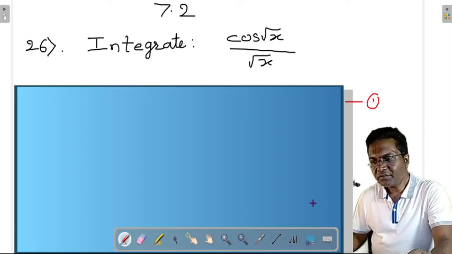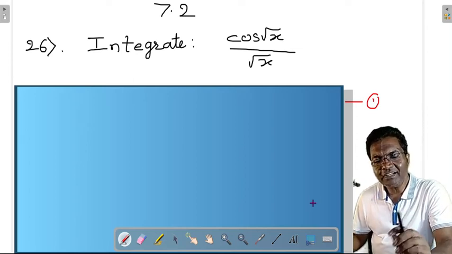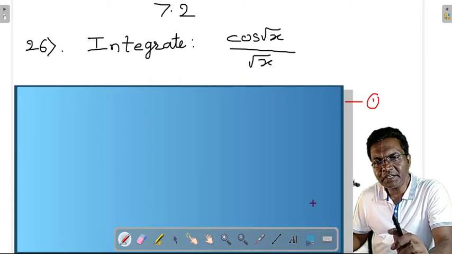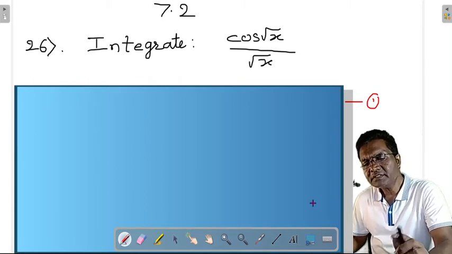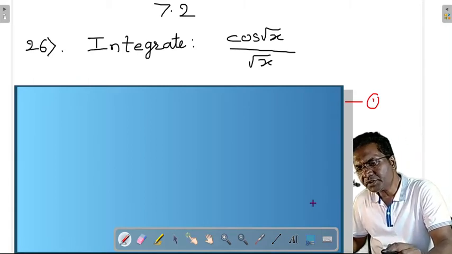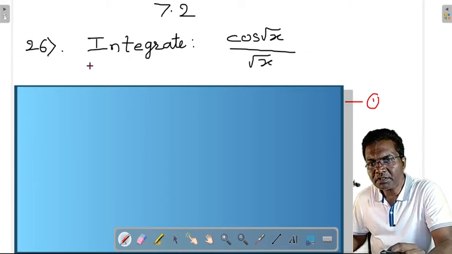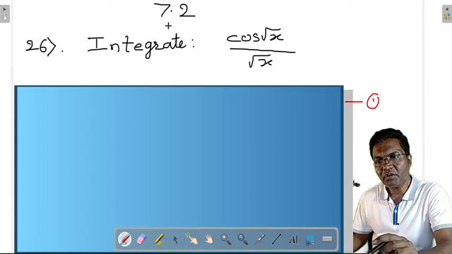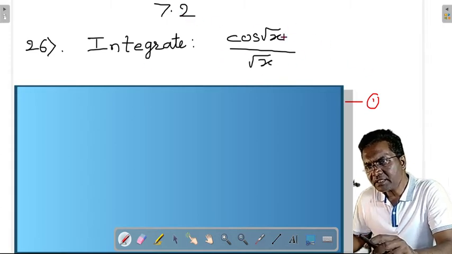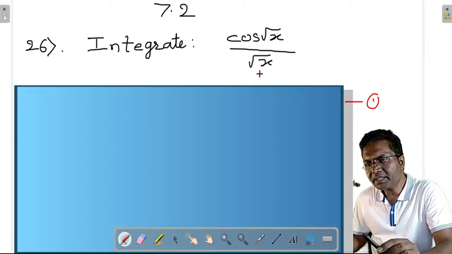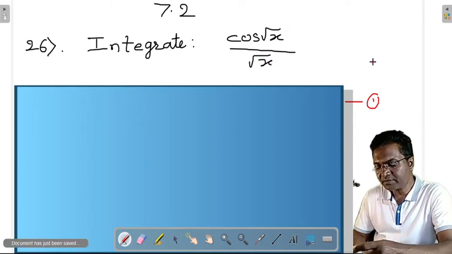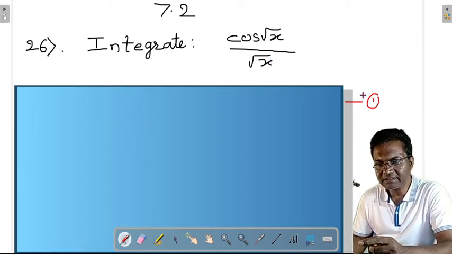Hello students, welcome to the session. In this session we will be discussing the remaining examples of exercise 7.2, that is integration by substitution. So here is question number 26 of 7.2. Integrate cos of root x divided by root x with respect to x.